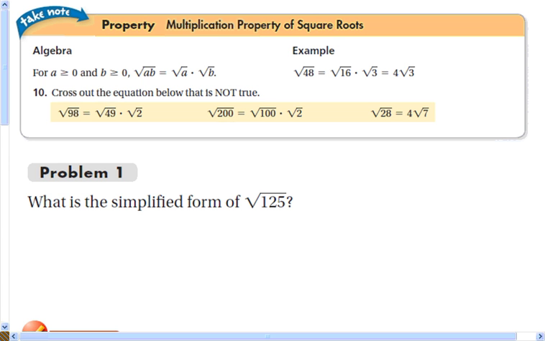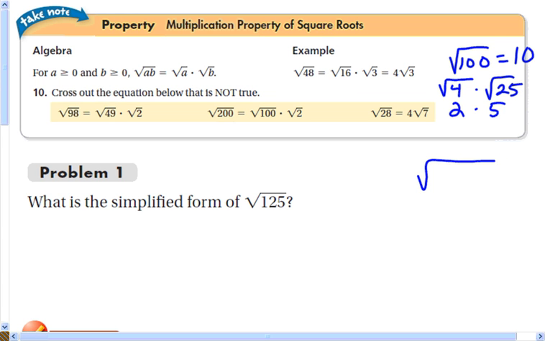But basically what we're saying is, if we have, say, the square root of 100, you can see this is true: that is equal to the square root of 4 times the square root of 25. And you can see that's true because the square root of 100 equals 10, the square root of 4 is 2, the square root of 25 is 5, and obviously 2 times 5 is 10. So you can see that works.